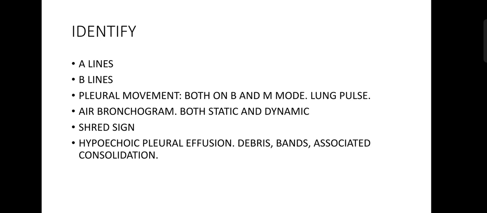The structures we need to identify are the A lines, the B lines, the pleural movement both on the B and M mode, and appreciation of the lung pulse, air bronchogram both static and dynamic, the shred sign, and hypoechoic pleural effusions, debris bands and associated consolidation. So these are the basics. If we can identify, we will be able to ascribe a diagnosis.